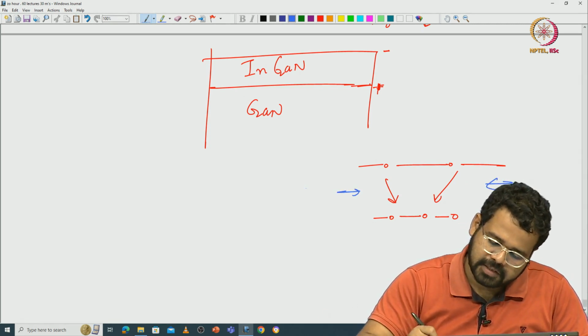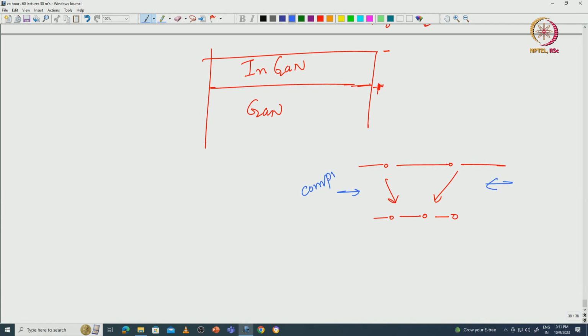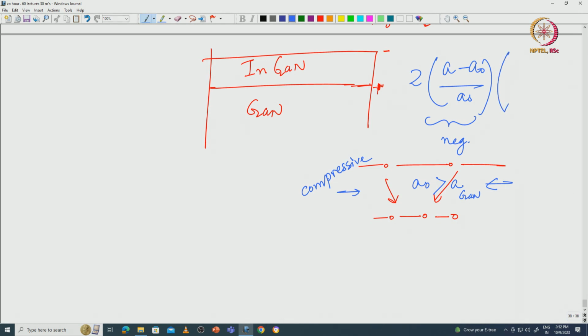So, mechanically you can say this is a compressive strain, and because of the compressive strain, the a0 of the InGaN layer being grown is actually larger than a of the GaN layer on which you are growing. So, if you recall the last expression, (a minus a0) by a0, this quantity becomes negative, because a is smaller than a0. a0 is InGaN, the top layer, a is GaN, the bottom layer. So, this is negative. The other term was always negative, if you recall.